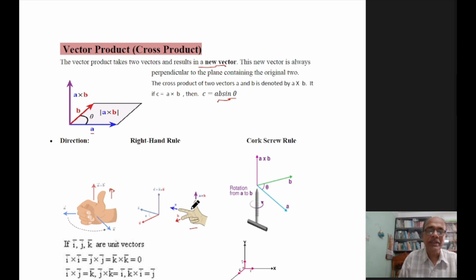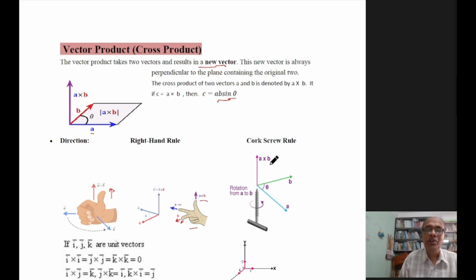Now here is the right hand rule. Here you see, we spread three fingers at right angles to each other: thumb, forefinger, middle finger. If the forefinger gives the direction of vector A and the middle finger gives the direction of B, then the thumb will be the direction of the cross product of these vectors.